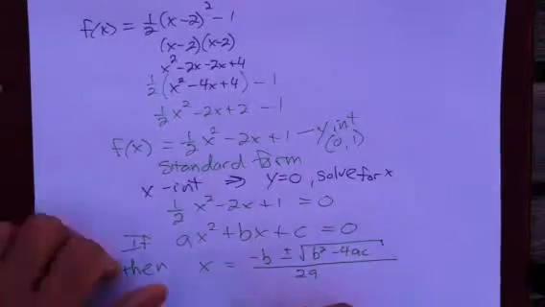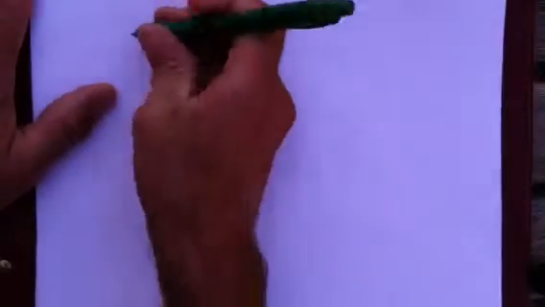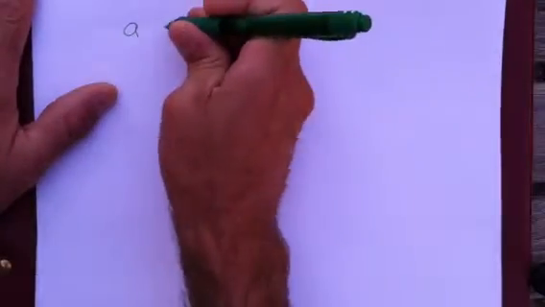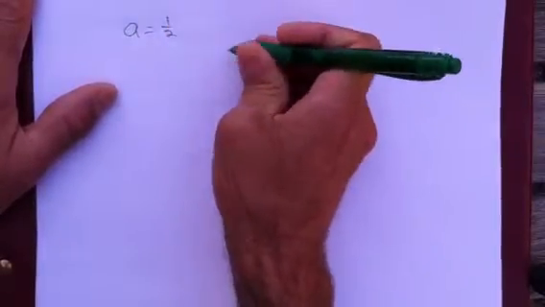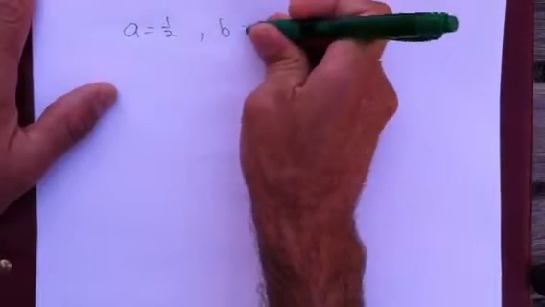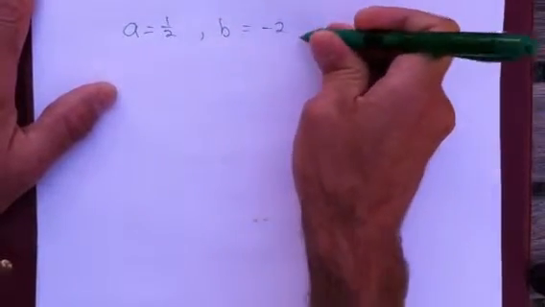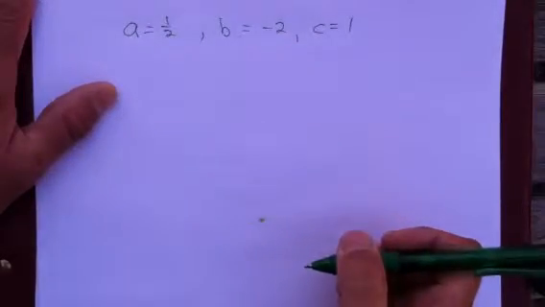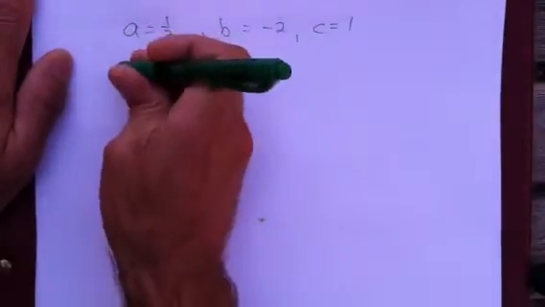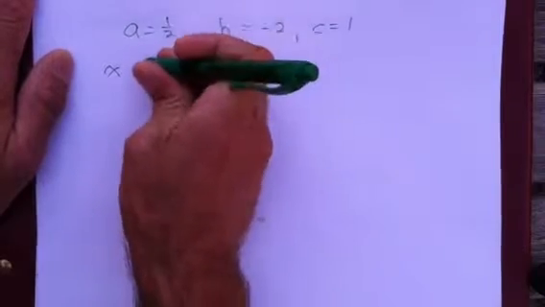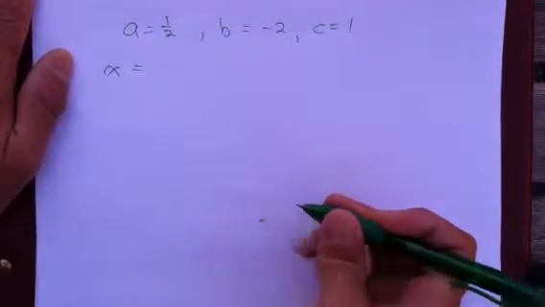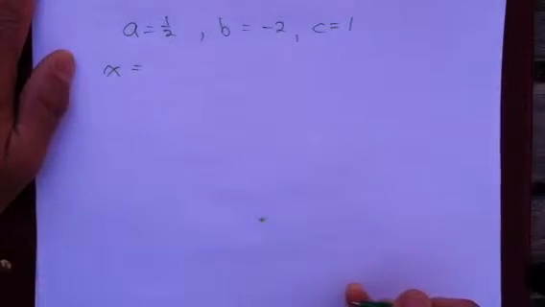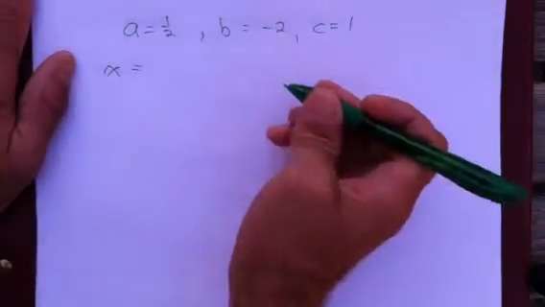So in this case, I need a new page. a is equal to 1/2. b was negative 2, I believe. And c is 1. It's always a good idea to write those down to be clear to yourself. If you don't have this memorized, my hope is you do because you've seen it in a previous math course. If you don't, write it down every morning at breakfast and every night before you go to bed until you have it memorized.